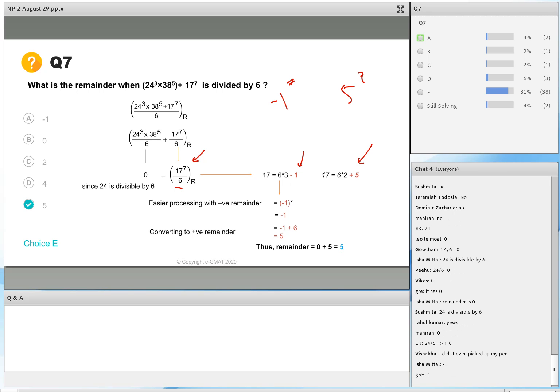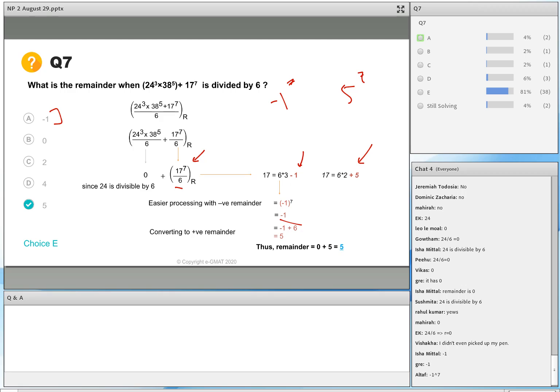You didn't even pick up the pen. That is so nice to hear. Minus 1 to the power 7, right? Minus 1 to the power odd number, what would it return? It would return me minus 1. Can that be the answer? No, it cannot be, because negative remainders can never be the final answer. I need to add the divisor to reach the final answer, which becomes 5. 5 it is, which is choice C.